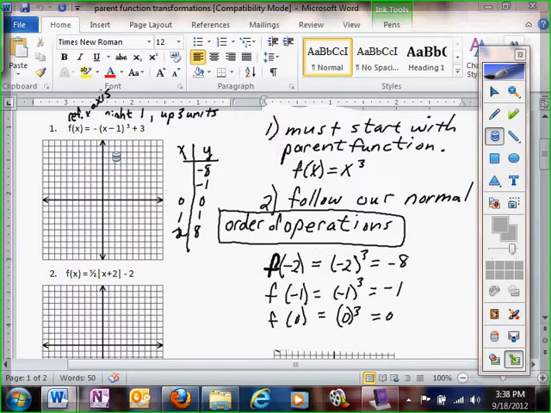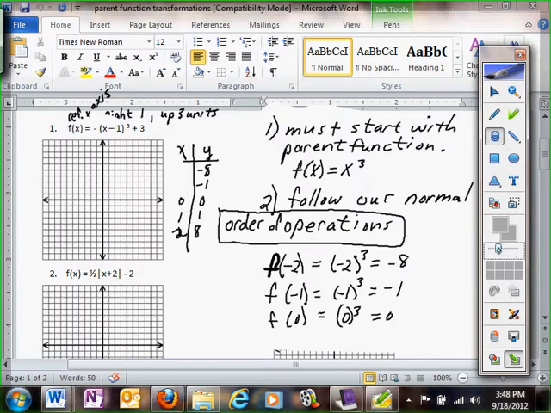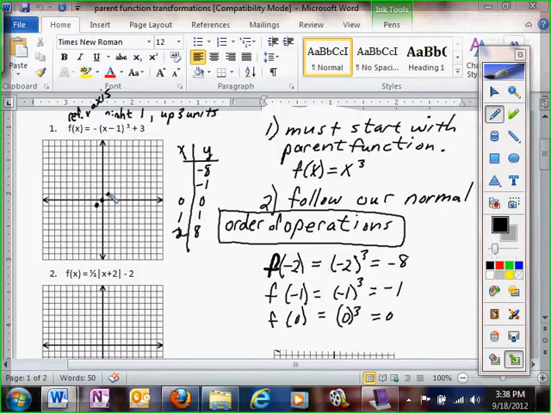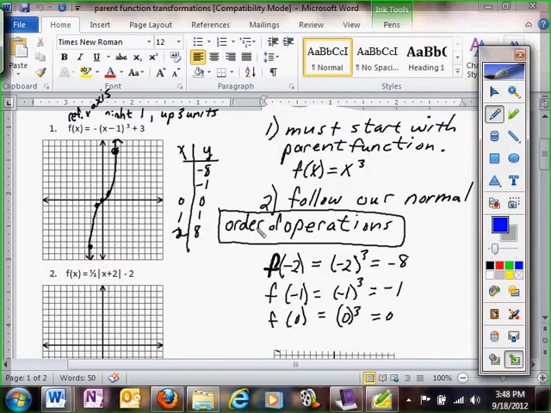Oops. Alright, let me start over. Quickly putting my parent function back. Remember, I'm still working with these points that I've plotted. If I go in my order of operations, I can do every transformation on each point in that order.